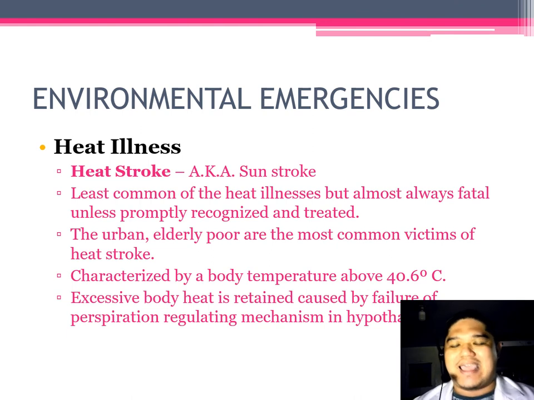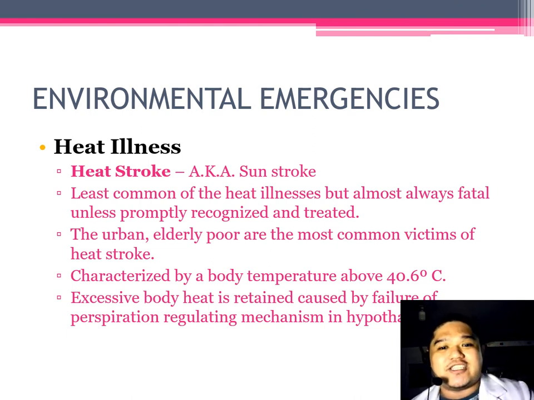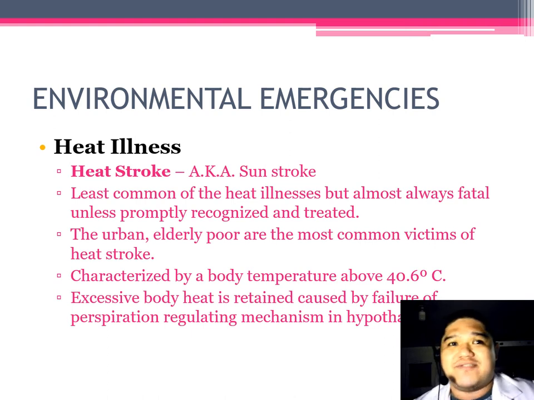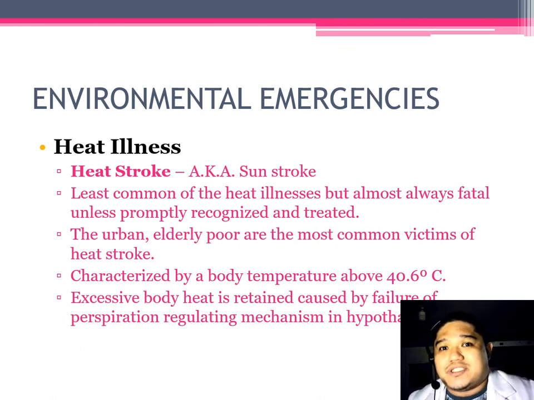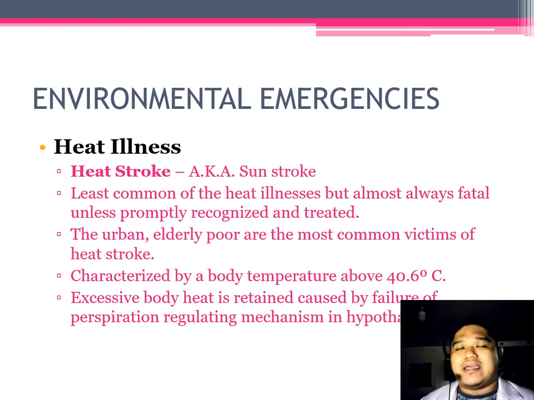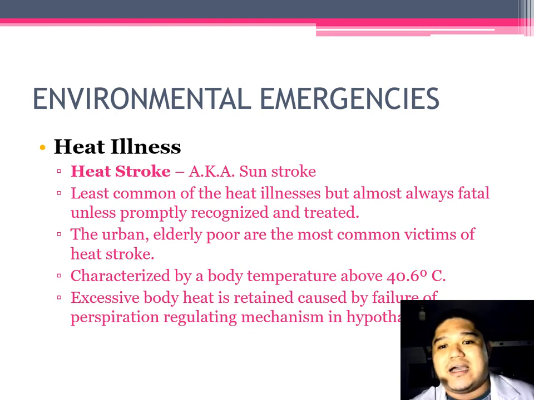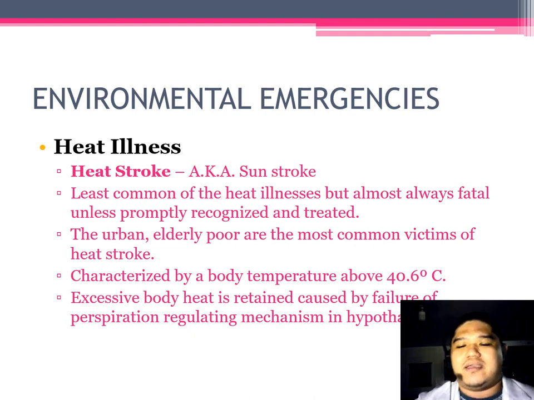Excessive body heat is retained, caused by failure of the perspiration regulating mechanism by the hypothalamus. So it is very odd since we expect that when the environment is hot, we do perspire most. But in this kind of heat stroke, these patients do not actually perspire. That's why the body temperature is continuously increasing up to 40.6 degrees centigrade or even more. Okay.